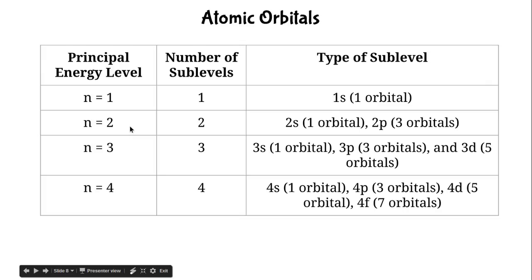In the second energy level, there are two sublevels. There is an S sublevel. So in the second energy level, there is another S, and then there is also a P sublevel.